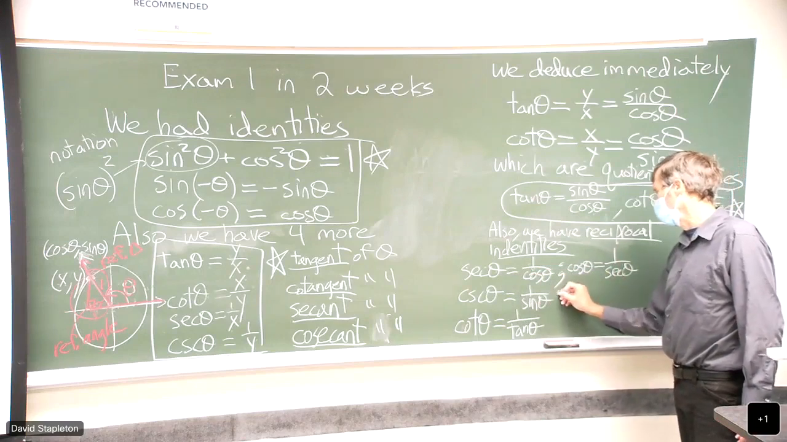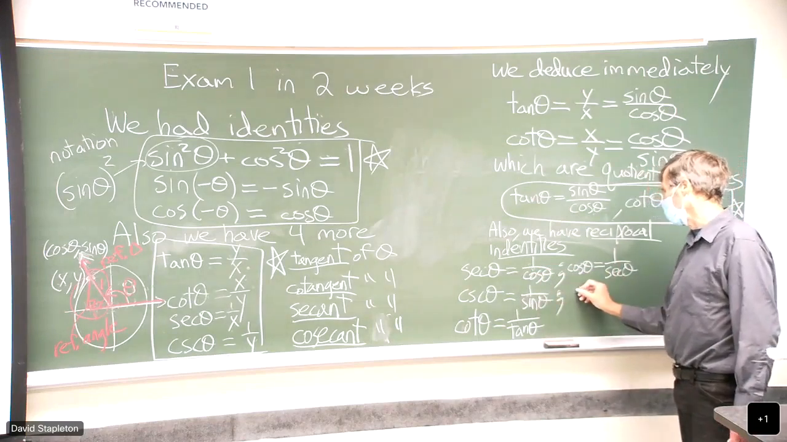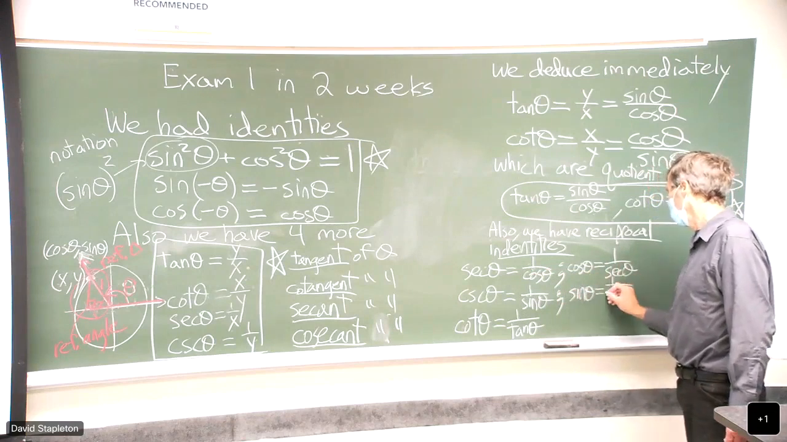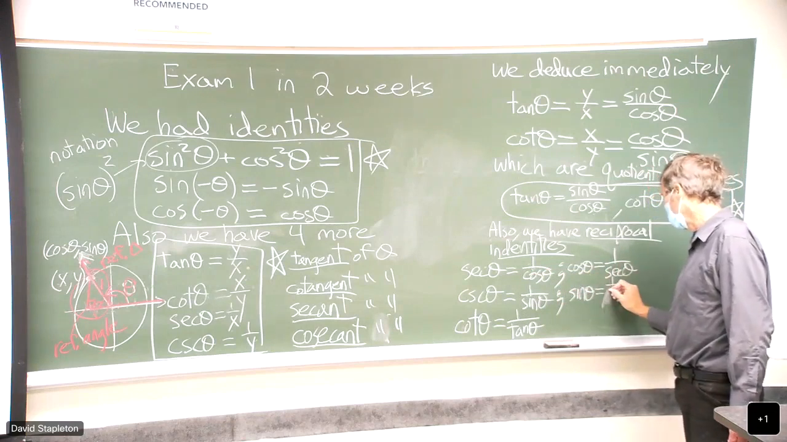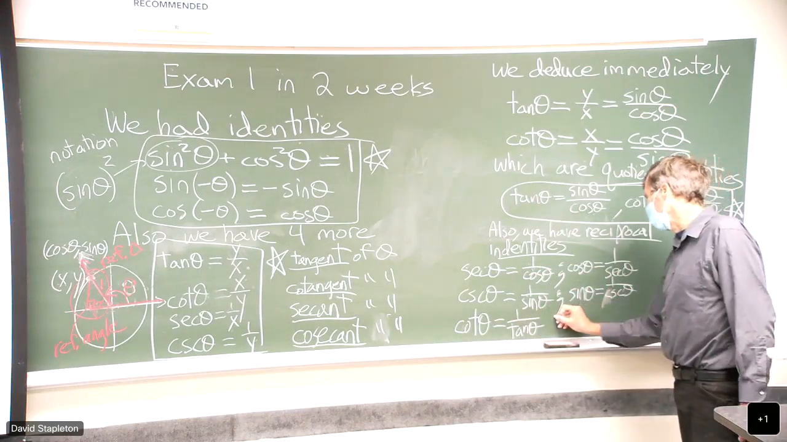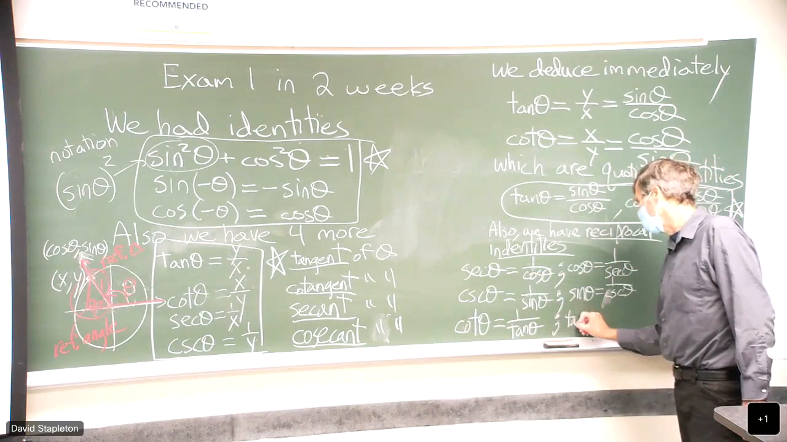Here the cosecant is 1 over the sine, so it follows that the sine is also 1 over the cosecant. And then cotangent is 1 over tangent, so it follows the tangent is 1 over the cotangent.